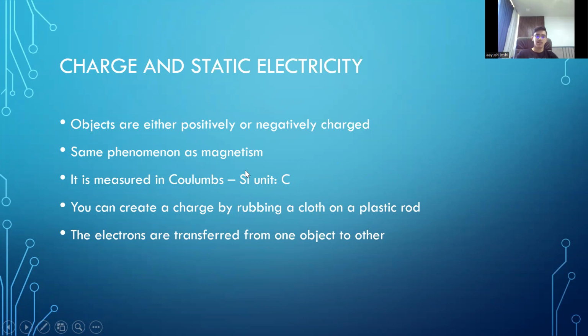when you're writing answers in an IGCSE exam. So you can create a charge by rubbing a cloth on a plastic rod. The electrons are transferred from one object to another, like I said earlier. So this charge made by rubbing a cloth on a plastic rod, I'll show you on the next slide.